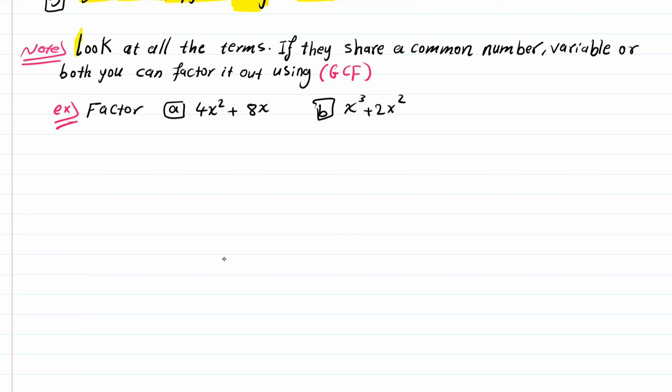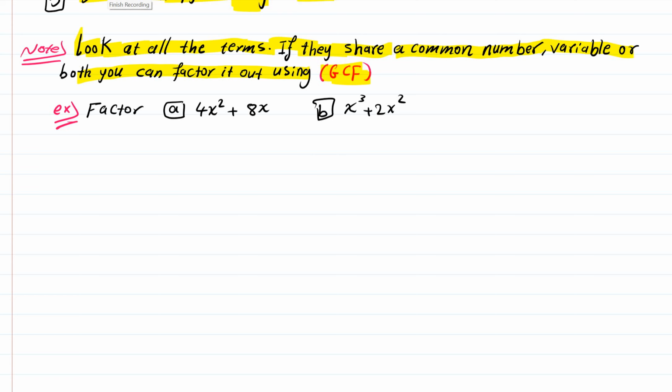Look at all the terms. If they share numbers or variables in common, you can factor them out using GCF. So always start with the GCF. Always, before solving anything, check the expression to see whether you are able to use GCF. Is there any common factor between them, a common number, a common variable? Before solving, always check if there is something in common, then use GCF to factor it out. If it didn't work, then you go to the other methods.